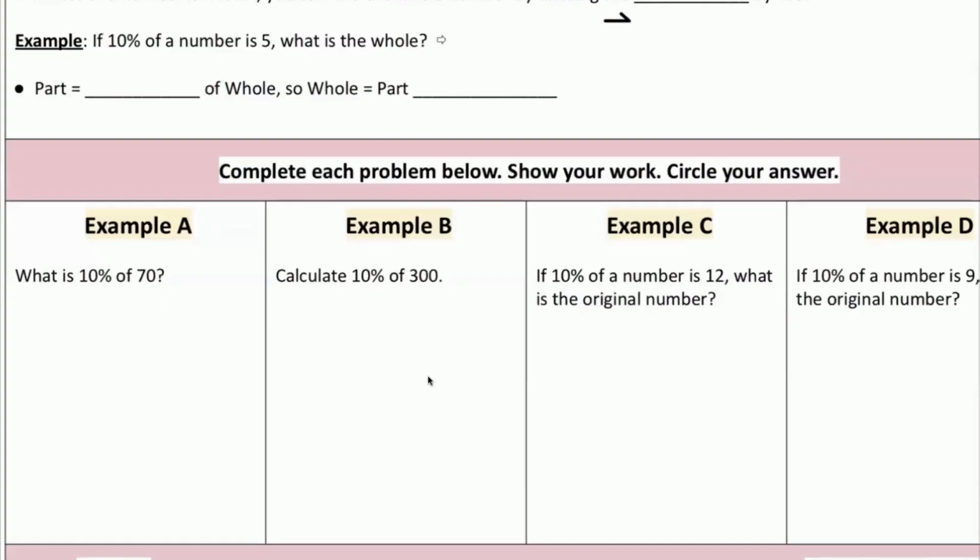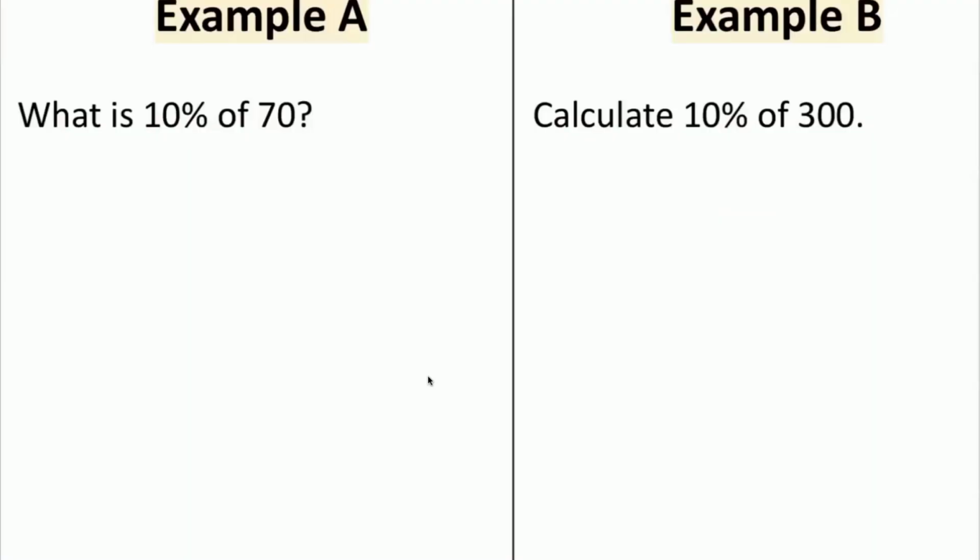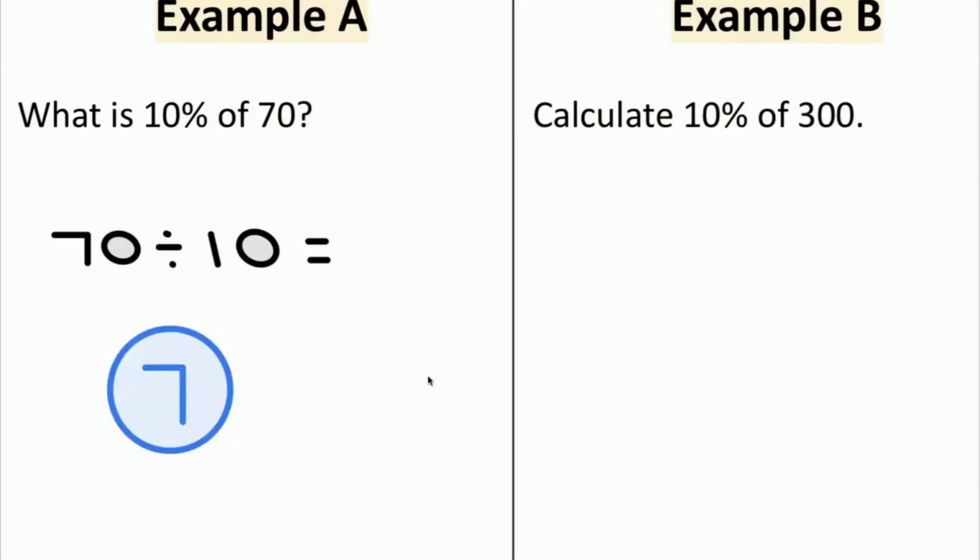Let's zoom in on example A. Pause the video, try example A on your own, then come back to the video to check your work. For example A, when I'm trying to figure out 10% of a number, I can simply take the whole, which is 70, and divide by 10. 70 divided by 10 is 7, so my answer is 7. Make sure you're showing your work and circling your answer.